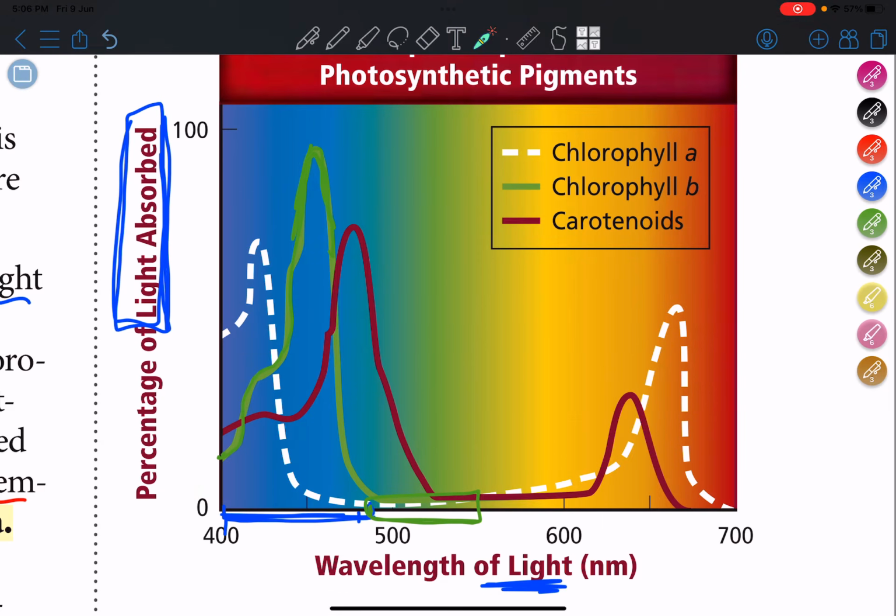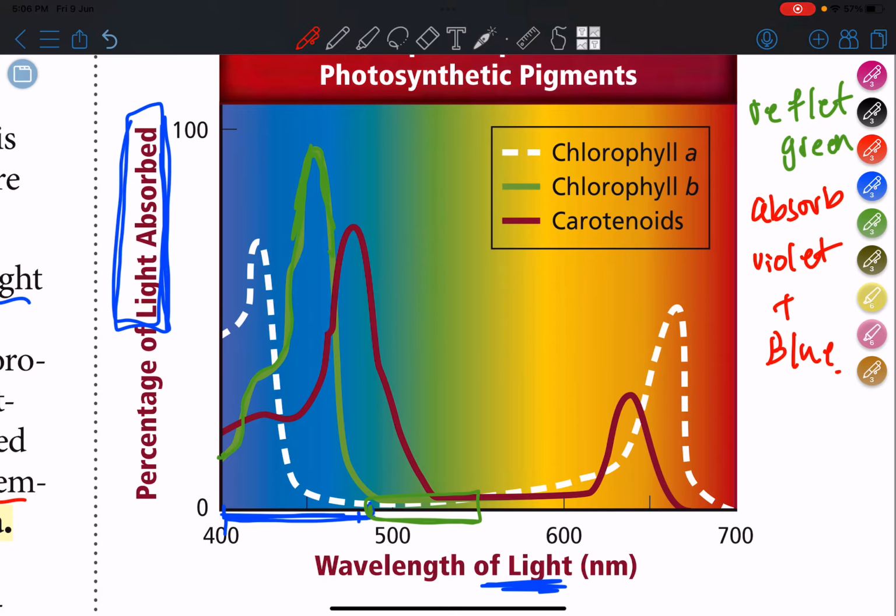It can also help you if you write down that we reflect green and we will absorb violet and blue. So that can help you to keep a clear head when you're looking at this graph. So again, I will say the y-axis gives you light absorption. It means if I have no absorption, I will have a straight line on the graph.